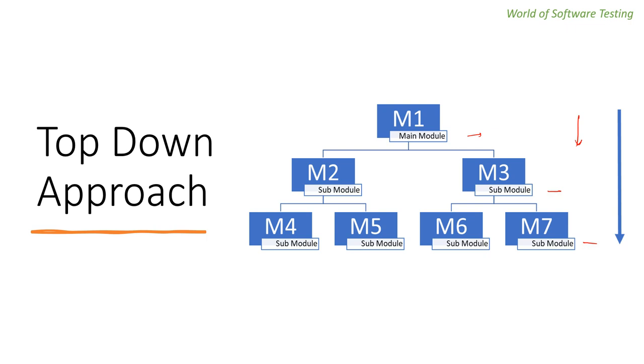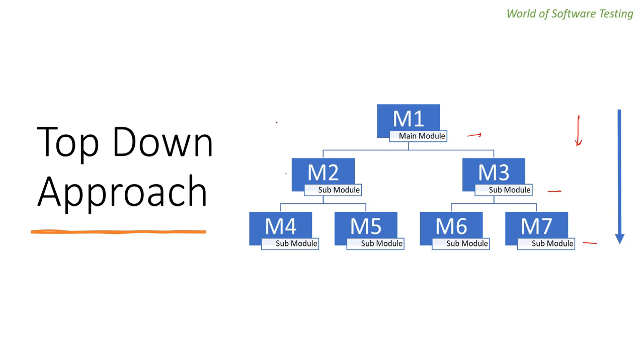Top-down integration testing is also called the top to bottom approach, and it is the opposite of the bottom-up approach. It involves testing the top level modules, that is the main module, first, and then gradually progressing incrementally to the lower level modules. So first the main module M1 is already developed, and the sub modules M4, M5, M6, M7 are yet to be developed, as well as M2 and M3.